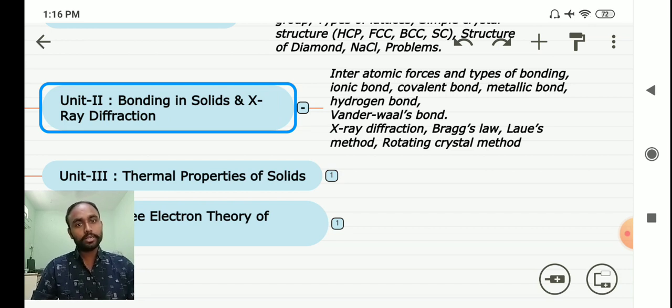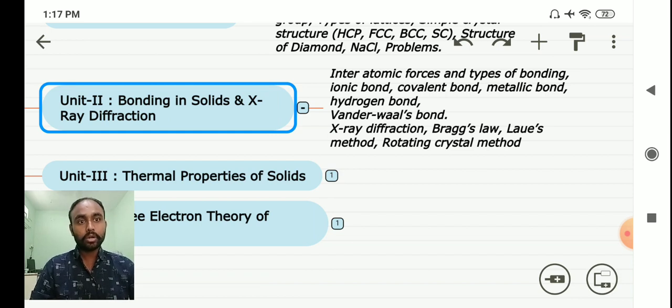We have to see which are the different interatomic forces that are the cause of bonding between different atoms, and then the types of bonding. Depending upon those interatomic forces, we have different kinds of bonds. Which are those? They are mentioned in the syllabus: ionic bond, covalent bond, metallic bond, hydrogen bond, and Van der Waals bond. These are the five types of bonding in solids we have to see. Next one is X-ray diffraction.